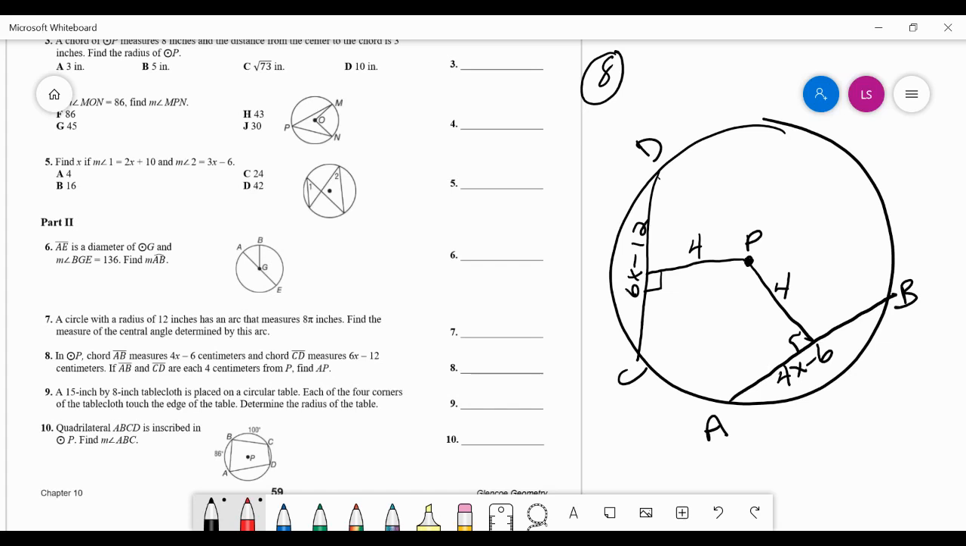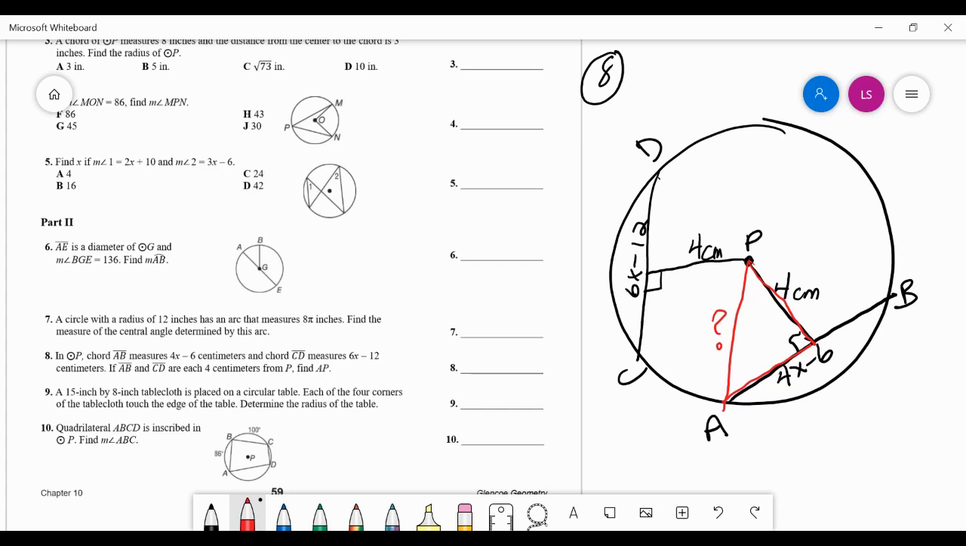Number 8. In circle P, chord AB measures 4x minus 6 centimeters, and chord CD measures 6x minus 12 centimeters. If AB and CD are each 4 centimeters from P, this is all centimeters, find AP. AP is this. So this is what we're looking for. Now, notice that what I drew is a right triangle. So in the end, you're going to be using this right triangle for something.